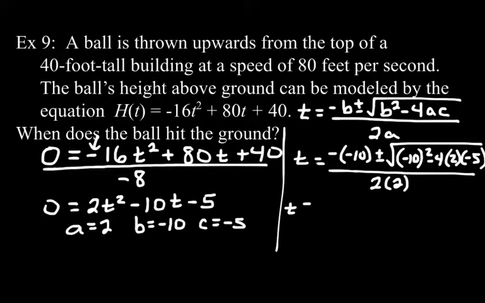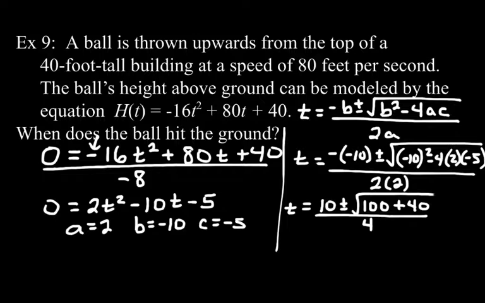So we do our first step of simplifying, and we're going to get 10 plus or minus, and this is again where it's important to use those parentheses so the calculator doesn't lie to you, 100, negative 10 squared is 100, and this is going to end up being plus 40, over 4. Okay, and then as we continue to simplify, 10 plus or minus, this would be 140 over 4.